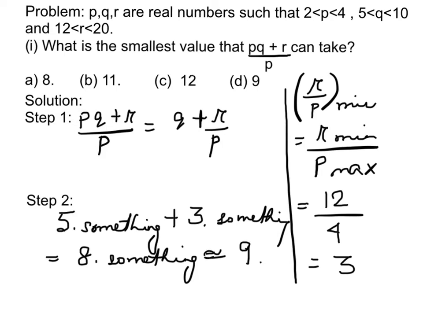So, the answer to what is the smallest value that PQ plus R by P can take is 9. It has to be greater than 8, so 8 can't be the answer, and it is less than 9. There is nothing between 8 and 9, so we have to take 9 as the answer. R by P minimum is 3 point something, so in the next step we will be using 3 point something.